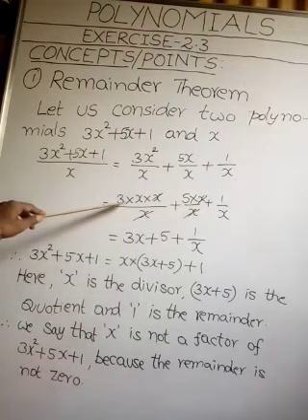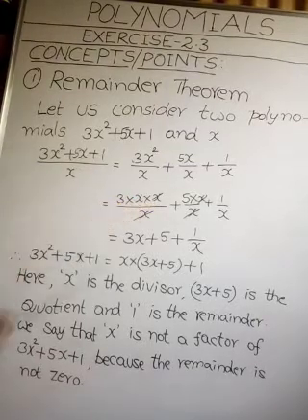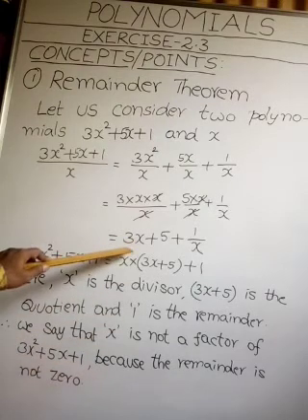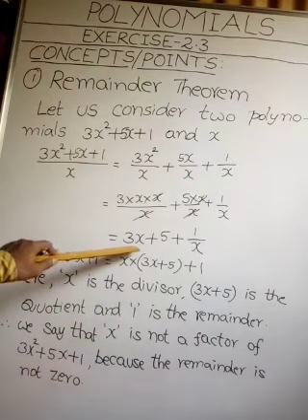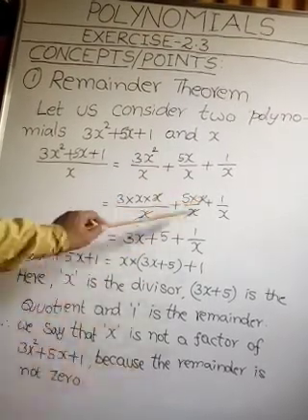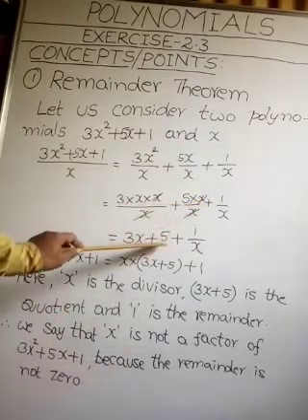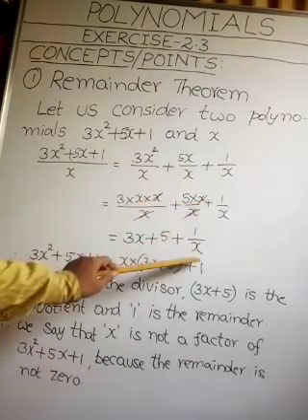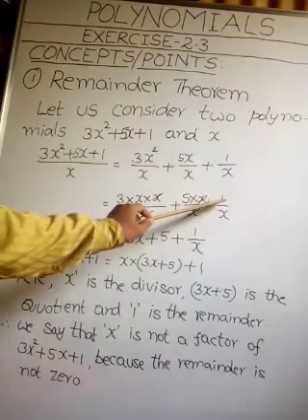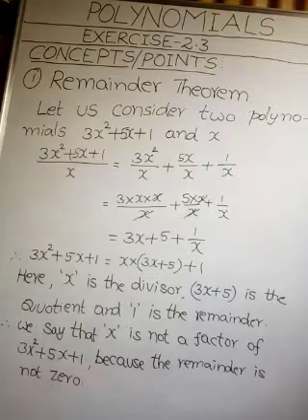In the first term, in the numerator, what will you get? 3 into x. How do you write 3 into x? 3x. Isn't it, my dear children? Yes, 3x. Plus, what do you get here? 5 only, because x gets cancelled. So, 5 only. Plus here, 1 by x, because we can't divide 1 by x to get a polynomial term.